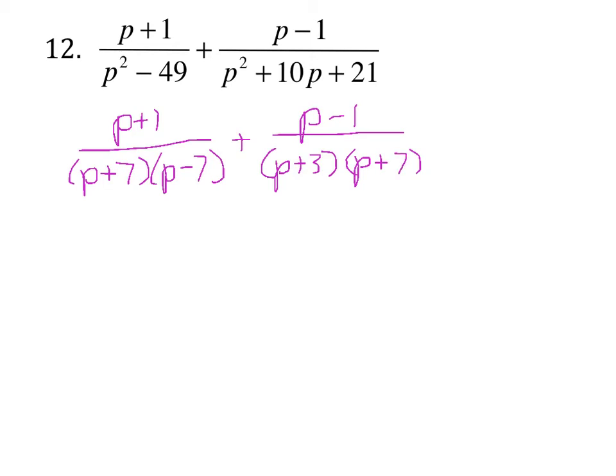So now I need to look at my denominators and multiply each one by whatever factor they're missing. So if I look at the first one, we need to multiply it by a p plus 3 because that's what the second one has that this one doesn't.